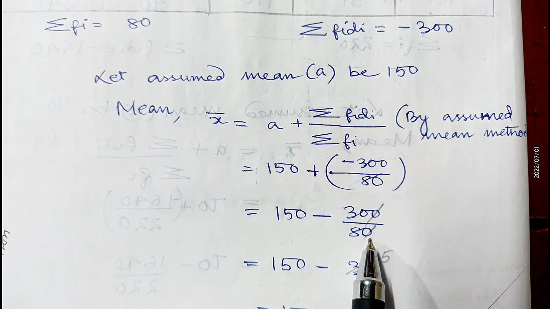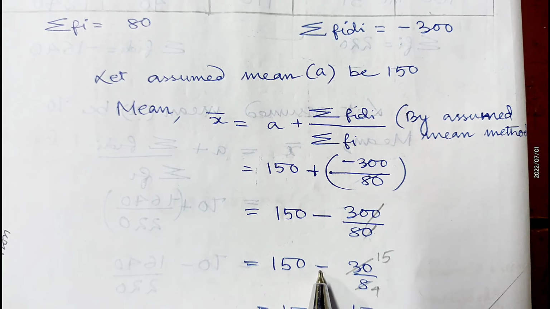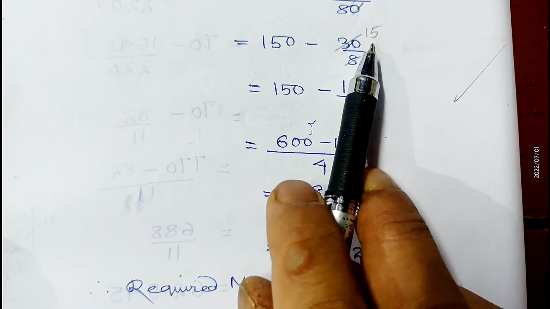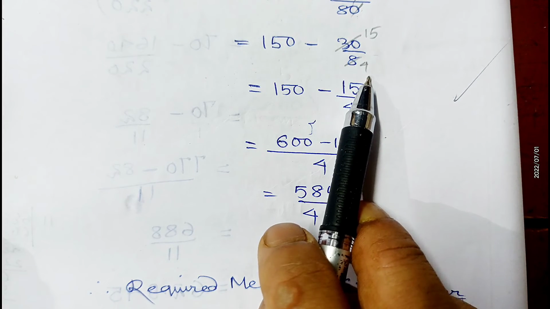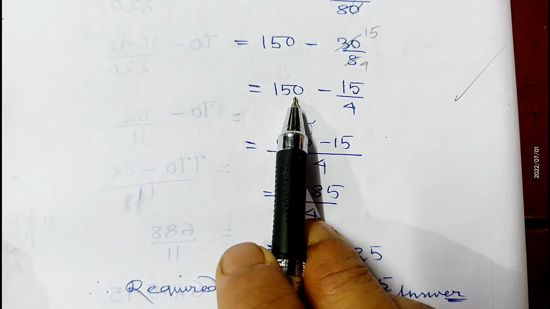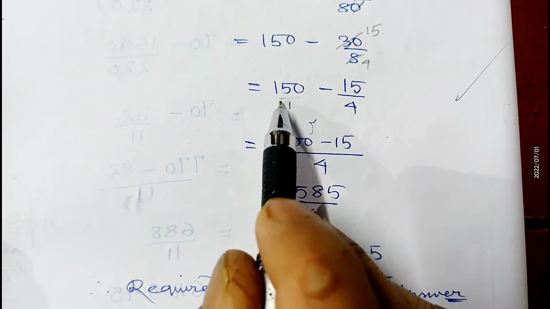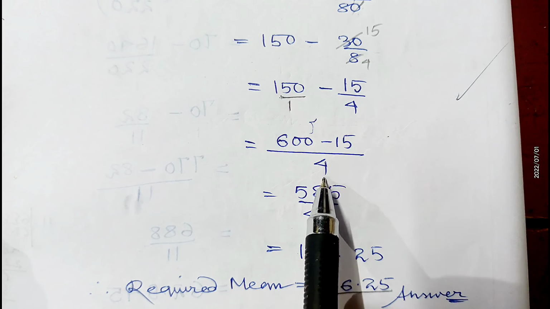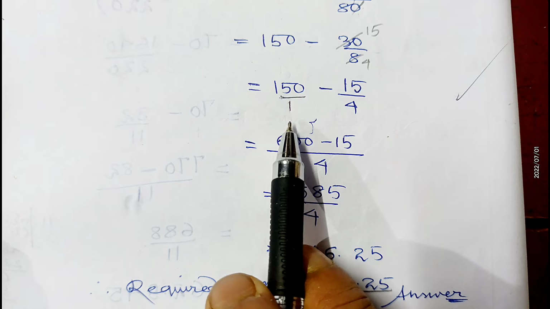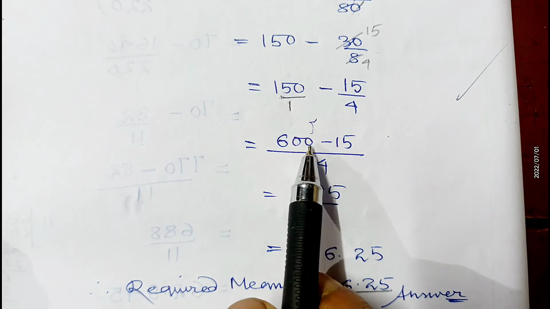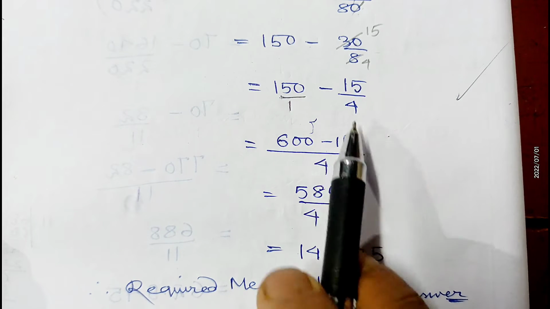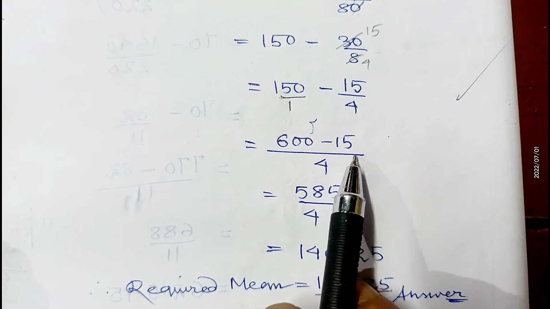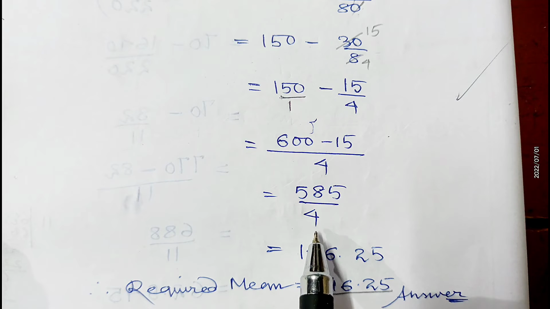Cancel these two zeros. So we are left with 150 minus 30 by 8. This 30 and 8 can be cancelled by 2. We will get 15 and in the denominator it will be 4. Now it will be 150 minus 15 by 4. We can consider 1 in the denominator. Now the LCM of 1 and 4 will be 4. 4 divided by 1 is 4. 4 into 150 is 600 minus 4 divided by 4 is 1, 1 into 15 is 15. 600 minus 15 will be 585 by 4.